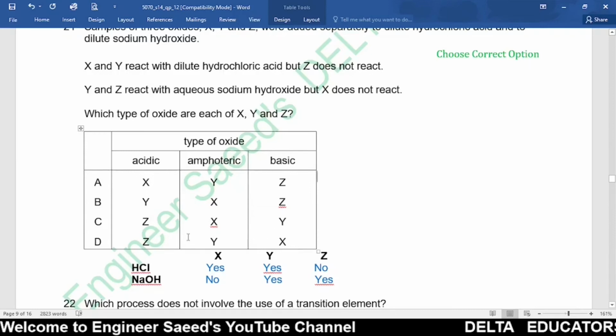We also check Y and Z. For Y, we are looking at Y reacting with HCl as well as with sodium hydroxide. And the oxide that reacts with both acid and alkali is called an amphoteric oxide. So Y is an amphoteric oxide. Now Z reacts with NaOH but it does not react with HCl. So definitely this Z will be acidic in nature because it does not react with an acid and it reacts with an alkali. So Z is acidic in nature, Y is amphoteric and the basic oxide is X. So our correct option will be option D.